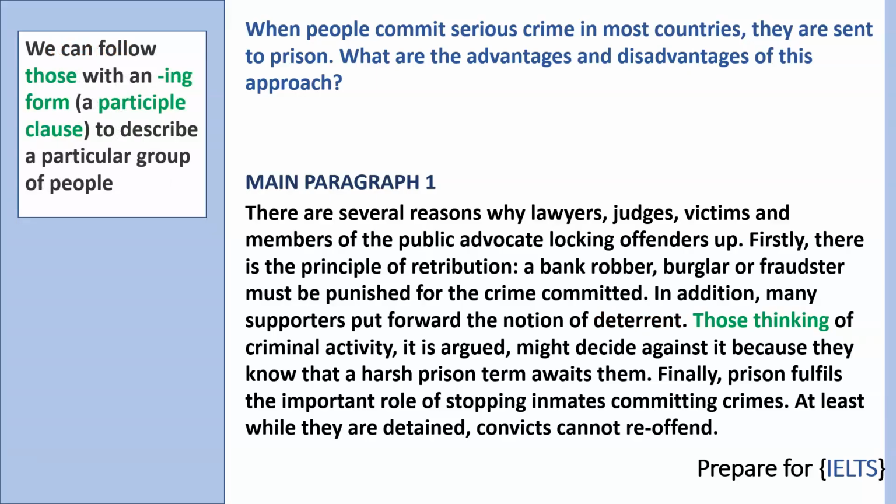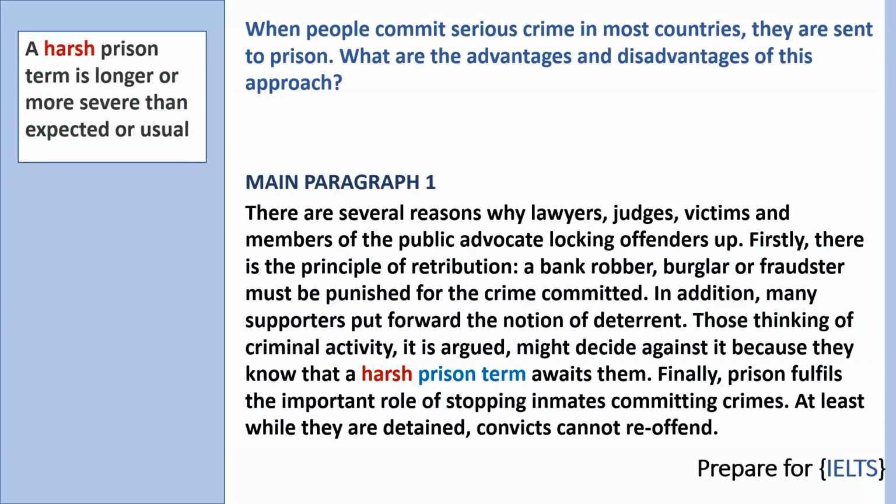This is actually a participle clause to describe a particular group of people. So those thinking of criminal activity, or those spending time in prison, or those wanting to work harder. So we can use those and an ing. What we're really saying here is those who think of criminal activity, or those who think about criminal activity. So again, it's complex, it's formal, it's good grammar, it will get you credit.